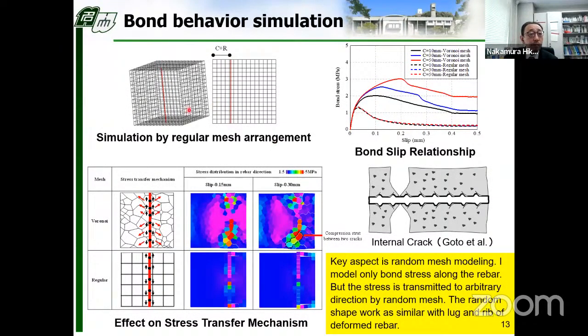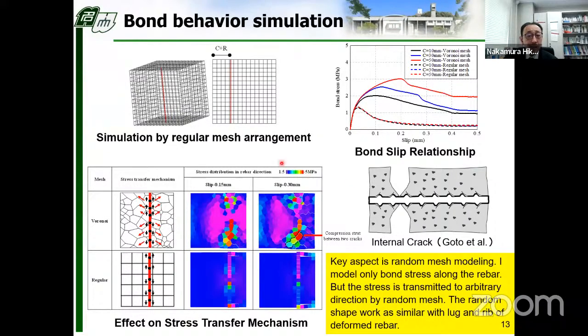Why can this simple model simulate not only bond slip but also internal cracking behavior similar to a 3D rebar model with lugs? I simulated by regular mesh arrangement. This is the model. The model could not reproduce the effect of the cover thickness and internal crack pattern. They show the same result even for different cover thickness.